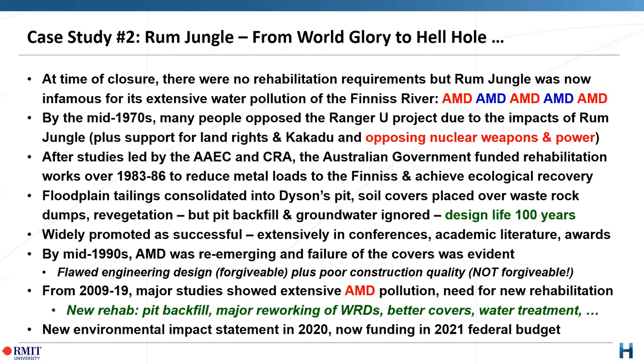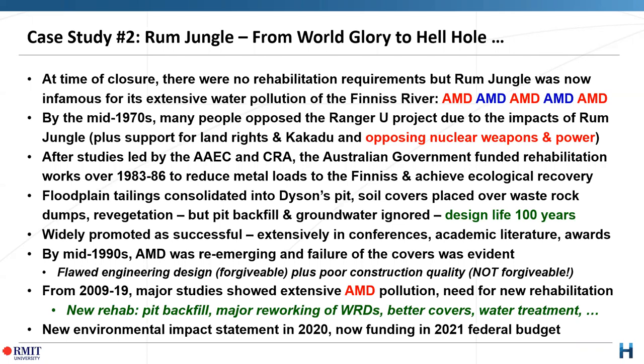So there are some key differences there, but certainly sulfides have formed inside the tailings at Ranger, which is another issue. But what that meant is that in order to create confidence in the Ranger uranium project, the Australian government, especially after studies investigated Rum Jungle that were done by the Atomic Energy Commission and also CRA, the company that had operated Rum Jungle under contract, had basically said, well, yeah, we can rehabilitate and we can develop an approach there that should reduce the metal loads and achieve a good ecological recovery. And so that was funded largely to hopefully demonstrate some confidence that we can achieve rehabilitation.